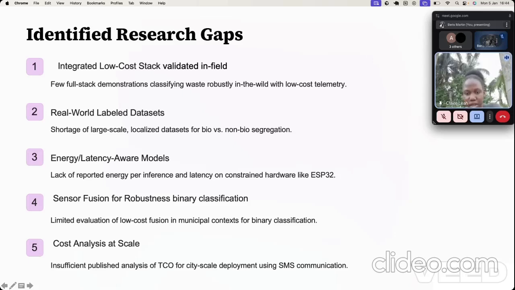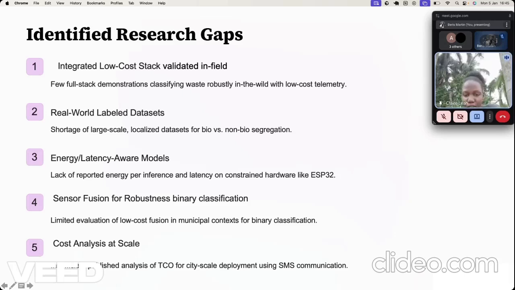And the fourth one, we have the gap in sensor fusion for robustness. Here most solutions rely on cameras only. However, combining vision with simple sensors like moisture and gas can improve classification, especially in poor lighting or occluded conditions. Despite that, low-cost sensor fusion has not been widely evaluated in municipal settings.